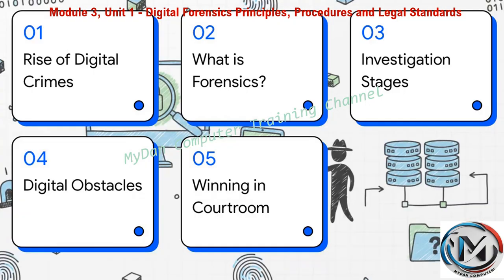Okay, here is our roadmap for today. 1. The rise of digital crimes. 2. What exactly is computer forensics? 3. The 5 investigation stages. 4. Obstacles in digital investigations. And finally, number 5, winning in the courtroom. Let's get right into it.